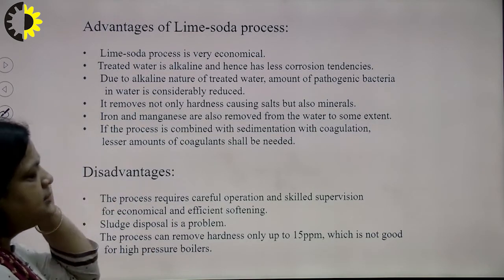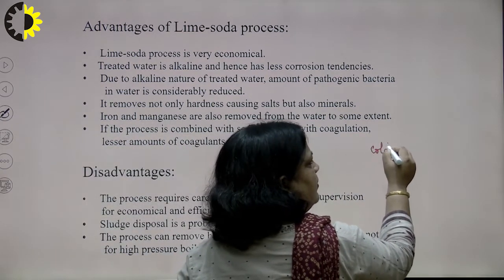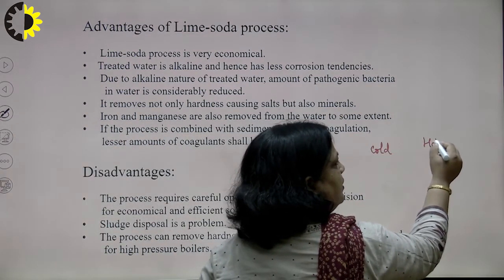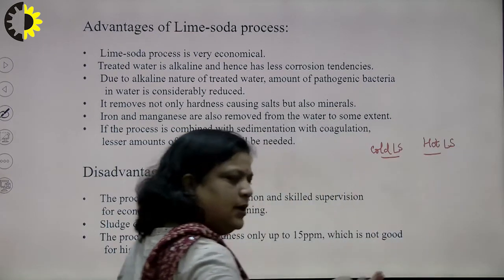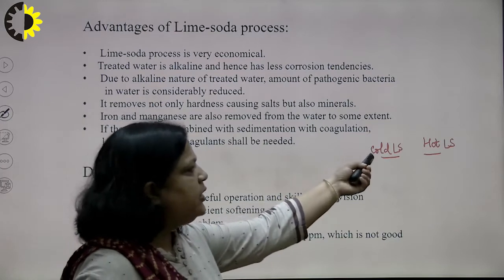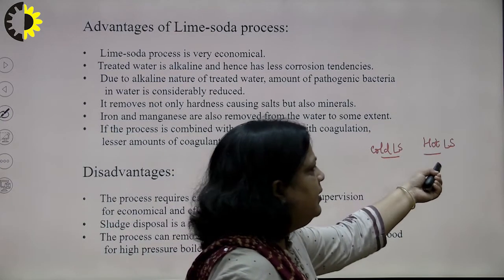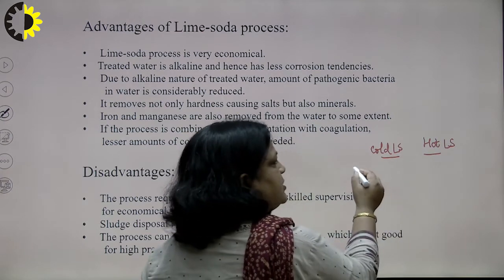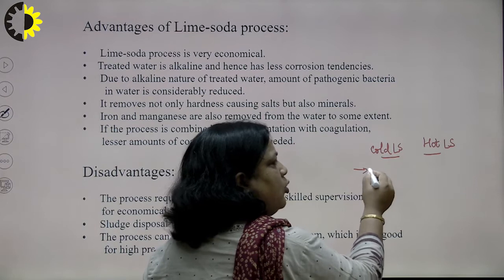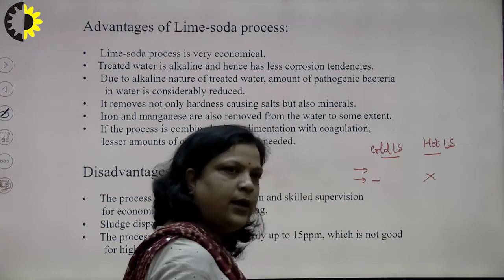And so, if we compare cold lime and hot lime soda process, there are 2-3 points we can take on our fingers. First, in cold lime soda process room temperature is required, while here boiling temperature is required. In cold lime soda process additional chemical coagulant is required, while in this it is not required.